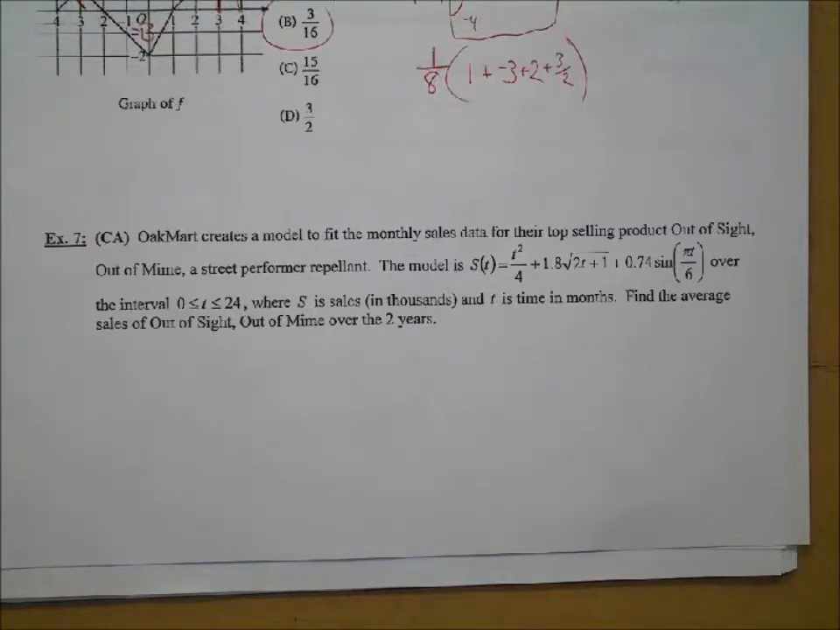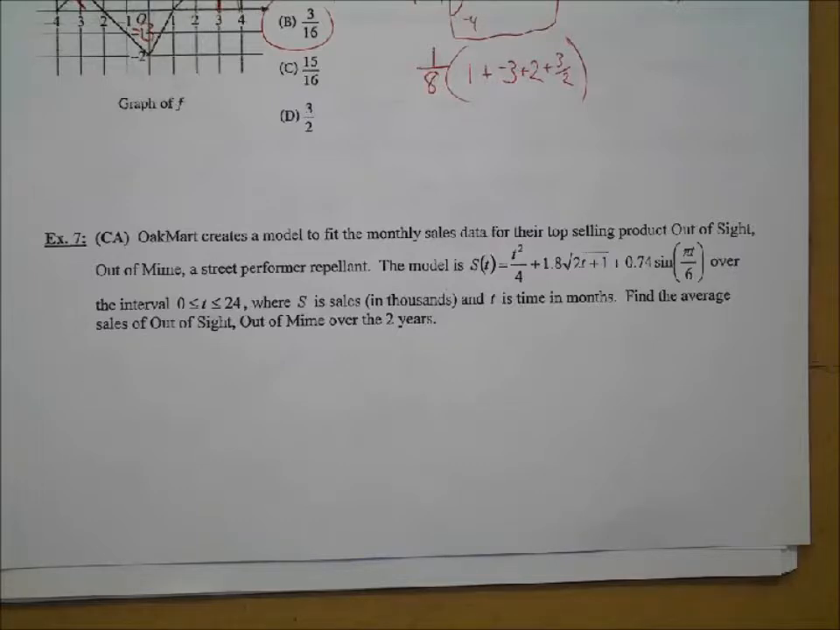Anyway, the model is S of t equals t squared over 4 plus 1.8 times the square root of 2t plus 1 plus 0.4 sine of pi t over 6. Okay? Thank goodness this is calculator active, right? So, over the interval from 0 to 24, where S is sales in thousands and t is time in months, find the average sales.